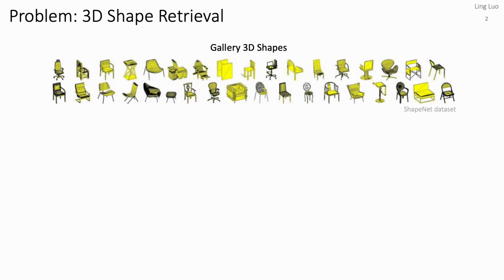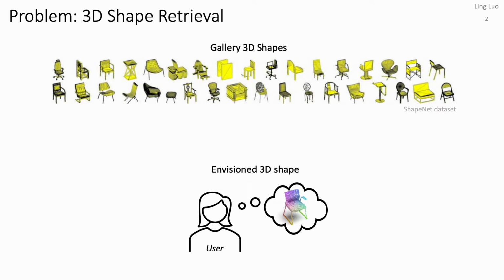Let's assume we have a large collection of 3D shapes. In this example, we have a collection of 3D chairs. The user has some idea of a shape that they are looking for. In this work, we address the problem of retrieving an envisioned shape from an existing gallery of 3D shapes.